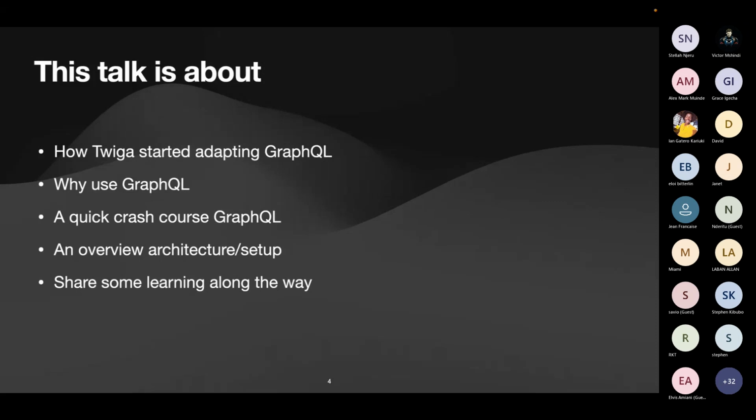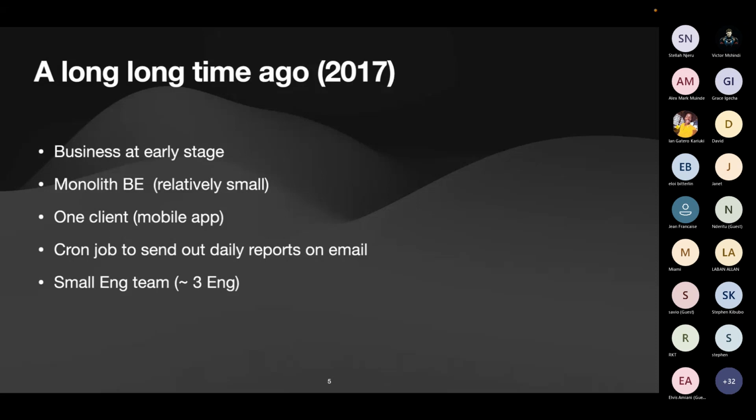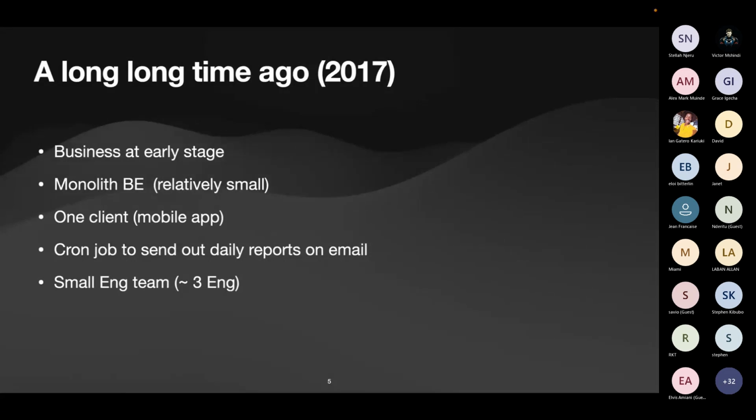So I'd like to start with a story. This is a long time ago, around 2017, and the business is still at an early stage, trying to figure out what it can offer. And as you can imagine, a startup at this stage needs to ship fast. You need to make iterations fast, ship fast, and at times even start all over again.